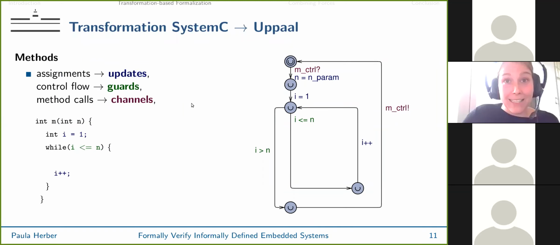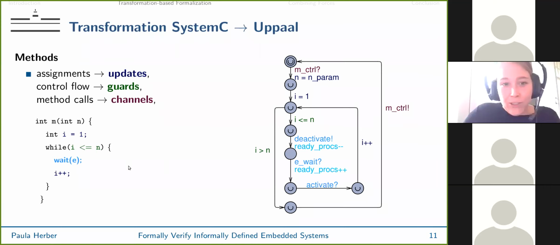So let's first have a look at the methods, which, as I said, are pretty straightforward. We just take assignments as updates. For example, here we have i assigned 1, and we take this as the transition here, and we model the control flow with guards. So a while loop with a loop condition just becomes a loop in the timed automaton with the same condition. And for the call and return semantics of methods, we can just introduce a binary channel mcontrol, which passes control to this method automaton, either if the corresponding process is triggered, or if it is just called by some other method. We can also use global variables, like this nparam here, to copy parameters to this method. So this is pretty straightforward, and it becomes interesting when we look at a wait statement, because this is where the execution semantics of SystemC is needed to know what exactly happens here.